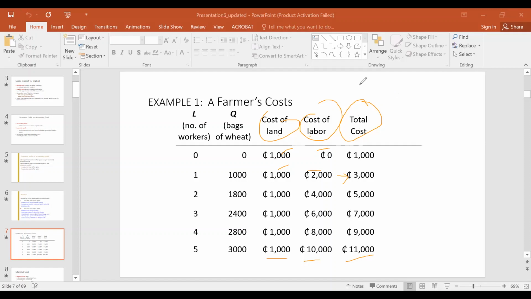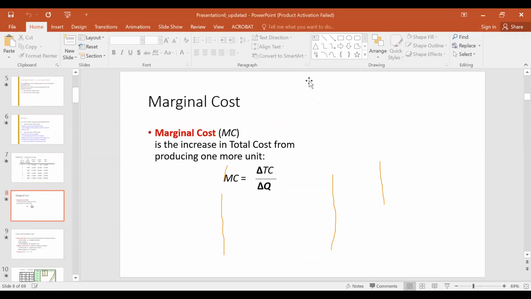What do you have to learn here? What you have to learn is that some of the costs do not change, even if you are producing more. Some of the costs actually change when you are producing more. And total cost, of course, changes because it's a sum of a fixed cost and a variable cost. Excellent. I hope you're having fun so far.